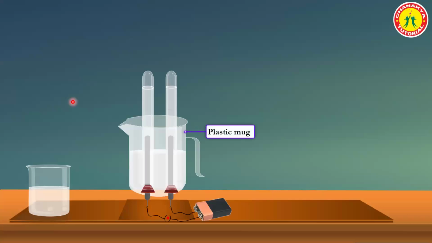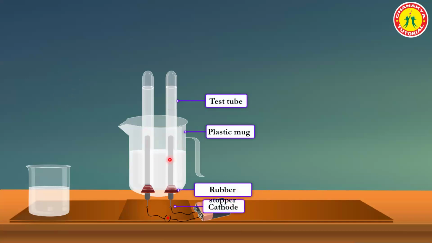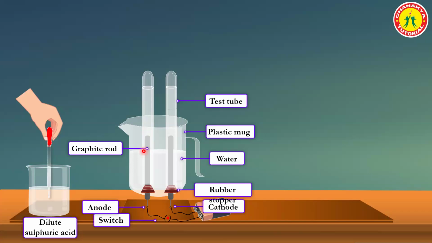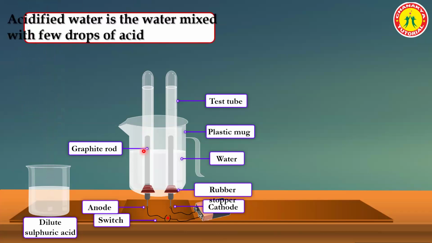Now we'll study decomposition reaction in presence of electricity. We'll take this reaction setup where we have added water into this plastic mug and we have connected it through electricity. We have a cathode and an anode, and these cathode and anode are graphite rods. These are electrodes. Then we'll add dilute sulfuric acid to the water.